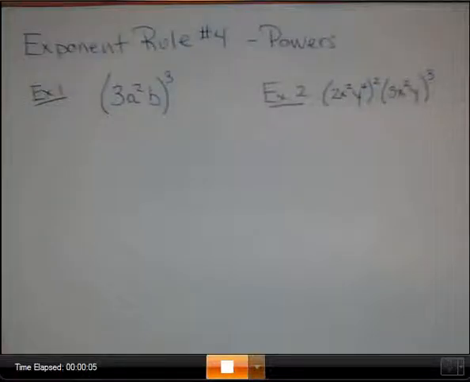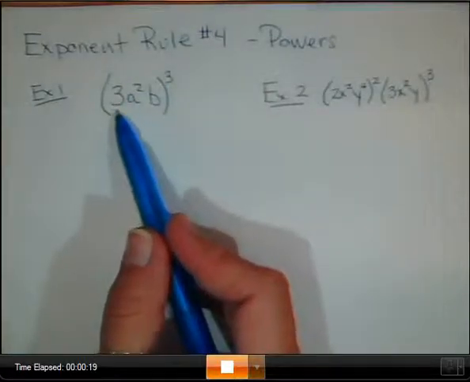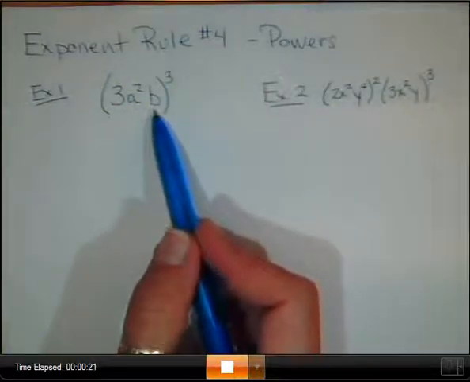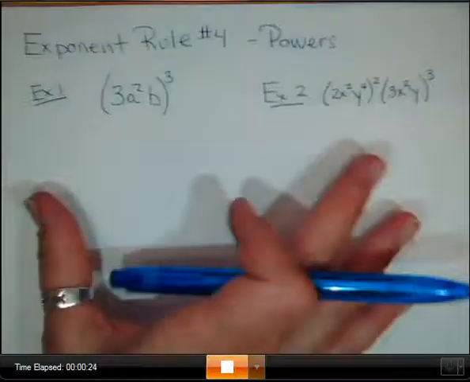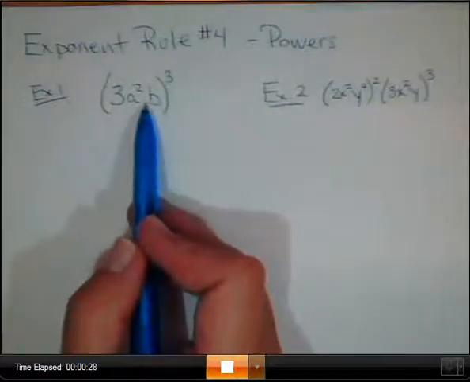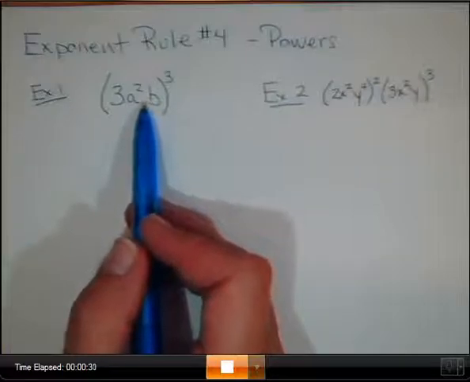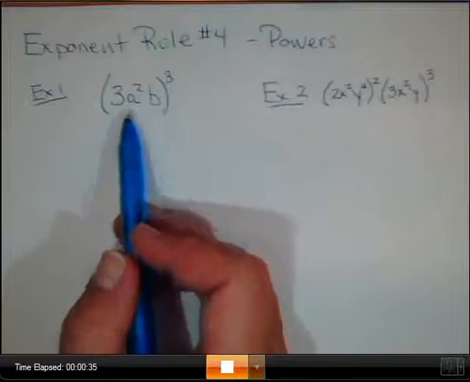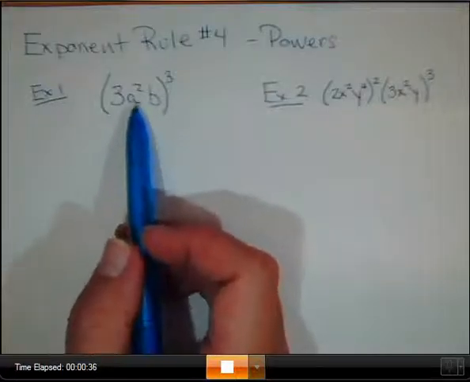Exponent rule number four is powers: raising variables that have exponents to a power, or coefficients that have a power. Now, this works only if it is all multiplication in between. You cannot use the method that we're using here if you have addition and subtraction, because then that would maybe make it a trinomial or a binomial. This only works for multiplication or division.